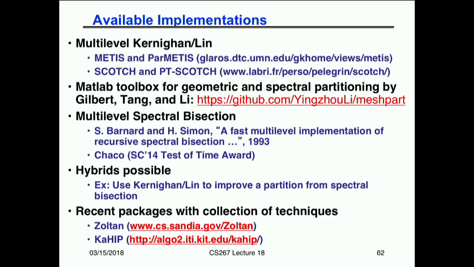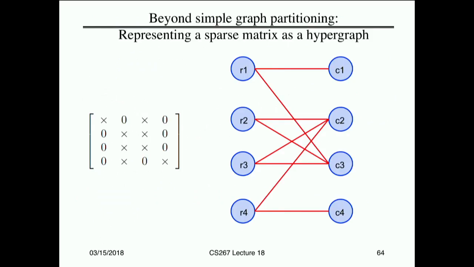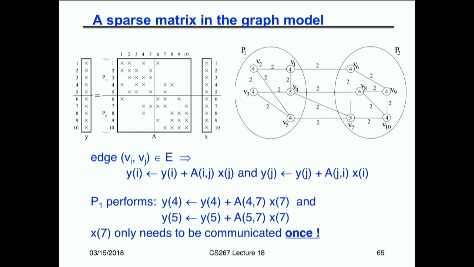And then there are big packages that have a lot of different software. KaHIP is probably from the Karlsruhe Institute of Technology. Zoltan is from Sandia. But I want to tell you about one thing that's a hypergraph concept.